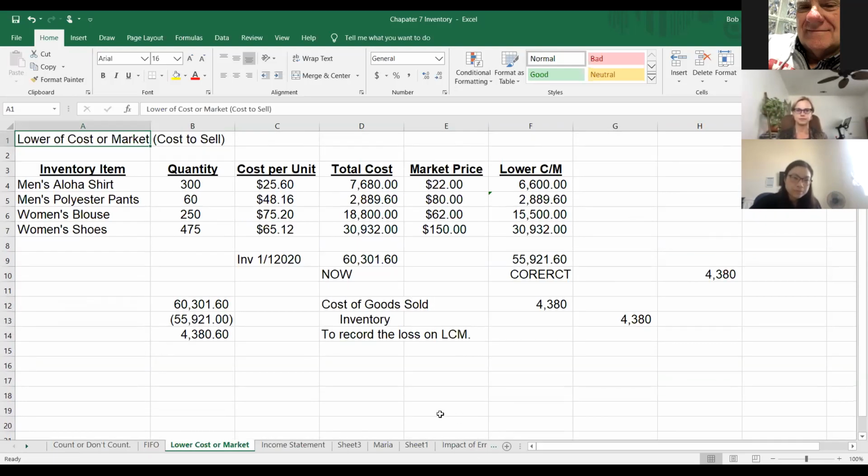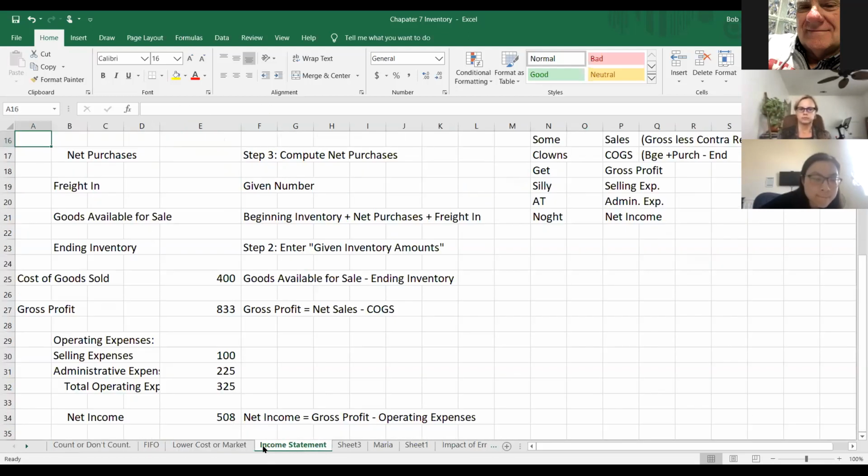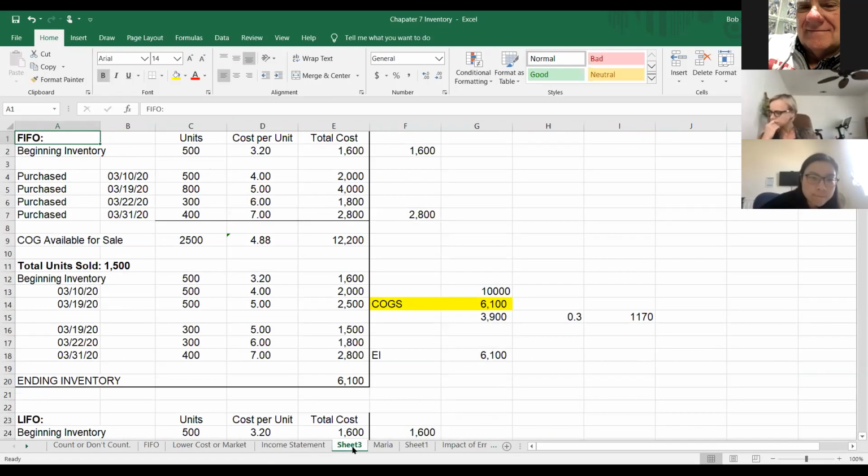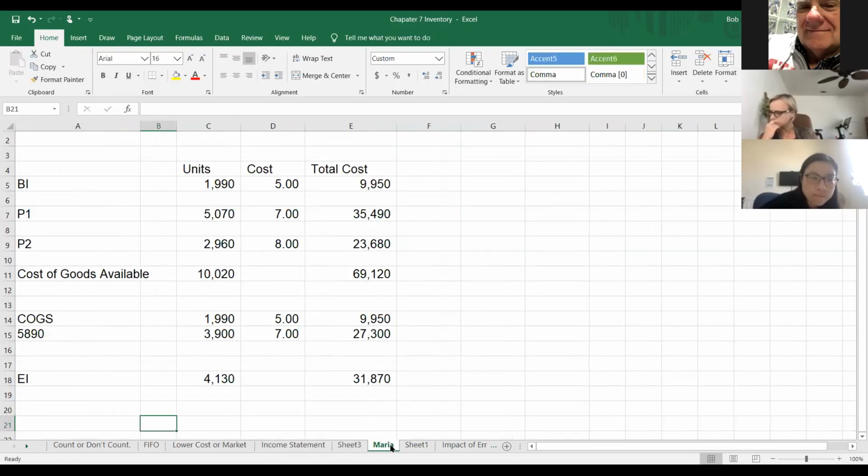Here's another example of lower cost or market. Your new income statement. Nope, more FIFO. That's what we're looking at. Who's Maria? I did something with somebody named Maria.